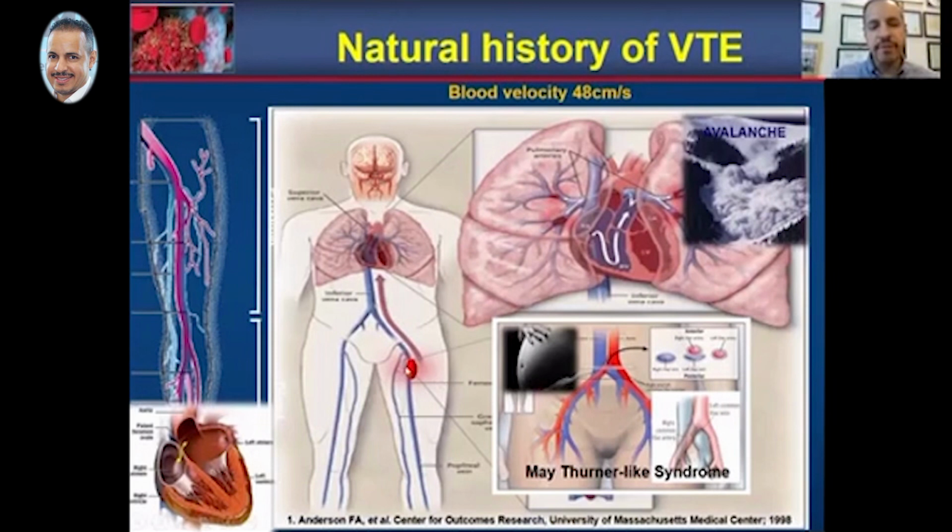If you have proximal DVT, the risk of embolization to the lung is about 50%, 1 out of 2, in spite of the absence of chest symptoms. It's not necessary to have chest symptoms to have PE. This is based on clinical studies, and it is a very important implication.